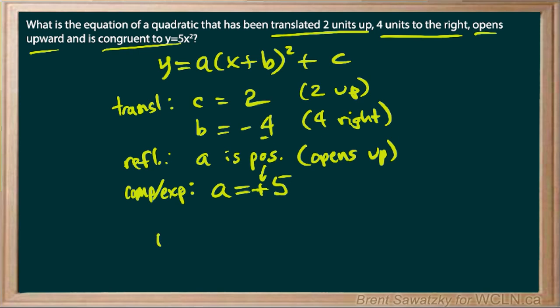So now we just have to assemble all this. And so the A is 5, the B is -4, and the C is a 2. And there's a final answer.